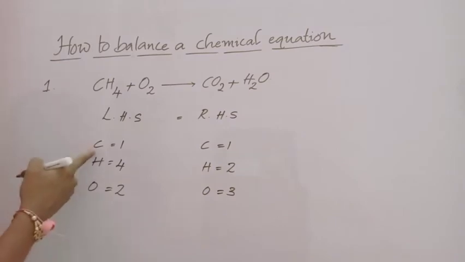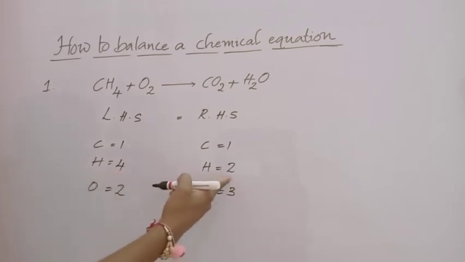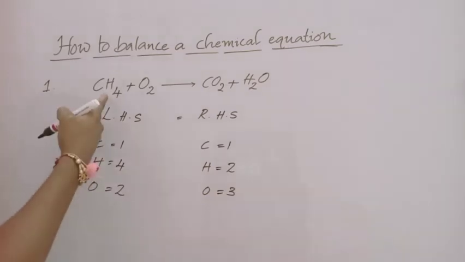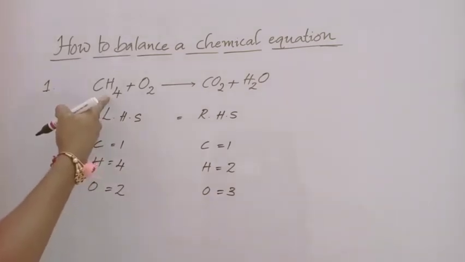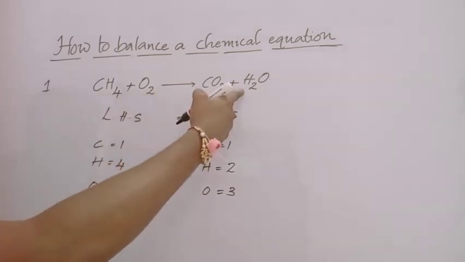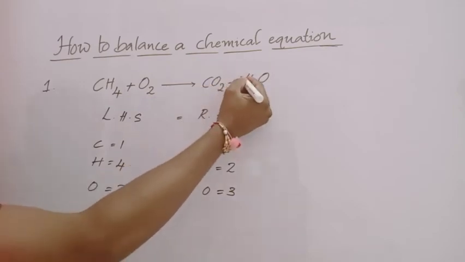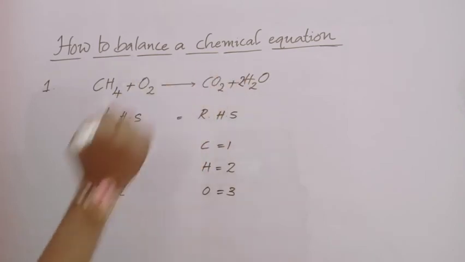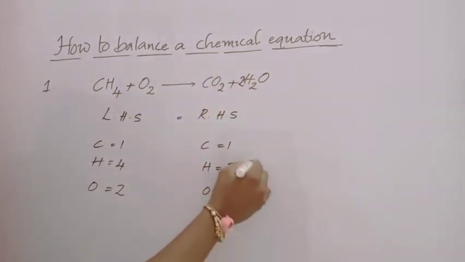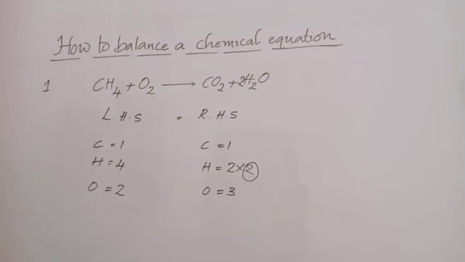Carbons are 1 on both sides, so no need to change. Hydrogens are 4 on the left and 2 on the right, so there is a need to change. The left already has the higher number of hydrogen, so no need to change there; we have to change the right. Keep a multiplier of 2 there: 2 into 2 is 4 hydrogens. Now hydrogens are 4 on both sides, both equal.